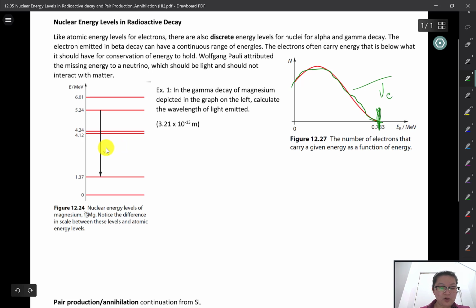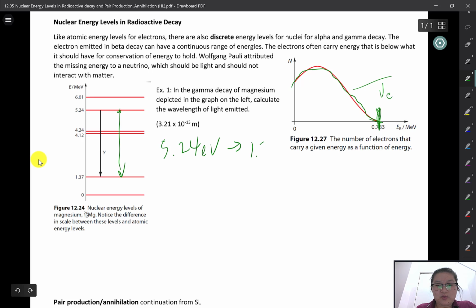emitted. So we have a jump from 5.24 electron volts to 1.37 electron volts. So with this jump, we are going to find the difference in the energy and use that to calculate the wavelength of light, which we can use the Planck-Einstein relationship here to figure out. Wavelength is therefore hc over E, which is the energy.